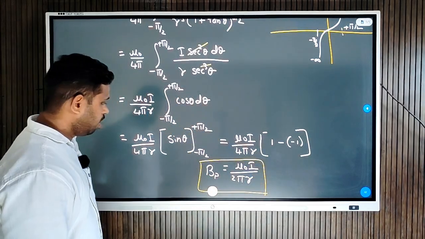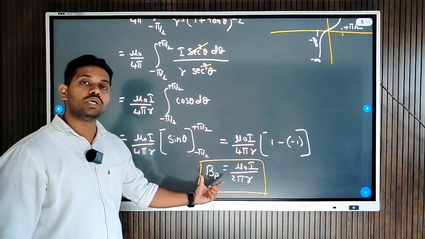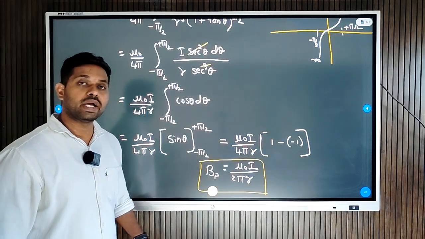So that's the magnetic field due to a straight current carrying infinite conductor.